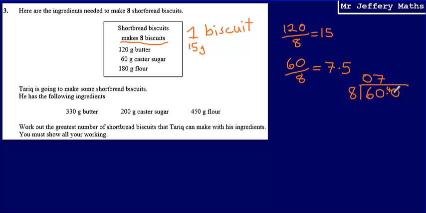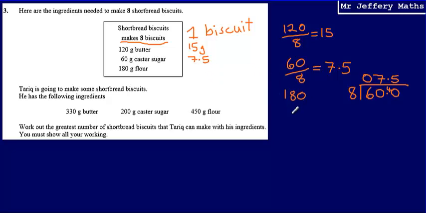So then how many 8s fit into 40? The decimal stays in the same place. How many 8s fit into 40? I could say that's 5. So if you're struggling with 60 divided by 8, obviously you can use a bus stop method to do that. So that's 7.5 grams of sugar.